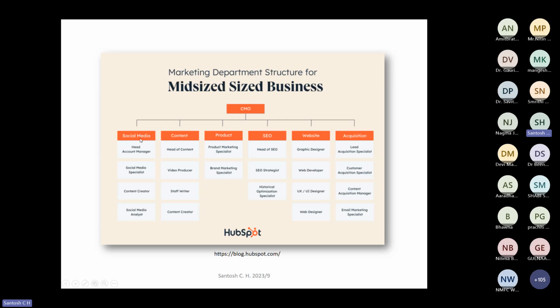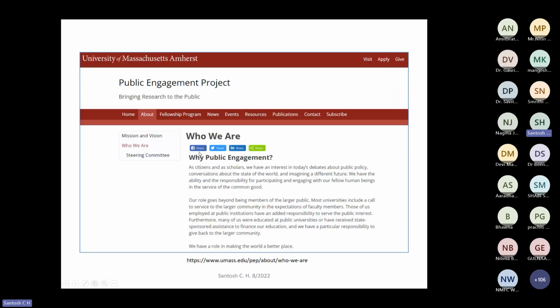Somebody is taking care of the social media, somebody's creating content. Somebody is working on the product line, how to launch and how marketing has to be connected to that. Somebody is working on search engine optimization, somebody is working on the website, how to make the content rich on the website, and also on acquisition. So this is just an example of how important marketing is in the corporate sector, because ultimately they are doing it to get a larger consumer base, and by selling they need to get profit. That is their intention.